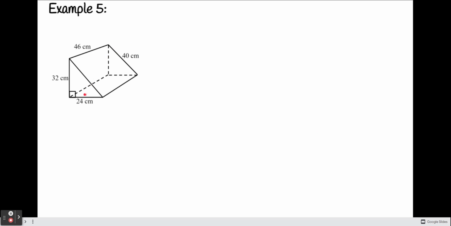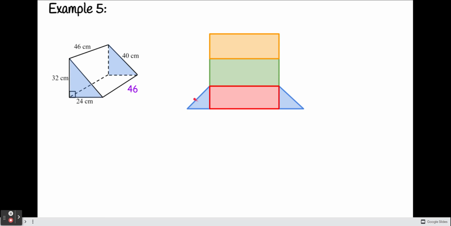Anyhow, let's continue. We've got a triangular prism this time. Let's draw our net. So here we have our bases, which are triangles. Base times height divided by 2 is our formula. So base is 24, height is 32. You can know that because of this right angle, 24 and 32. Divide that by 2, and you get 384 centimeters squared. So I'm going to write that in.